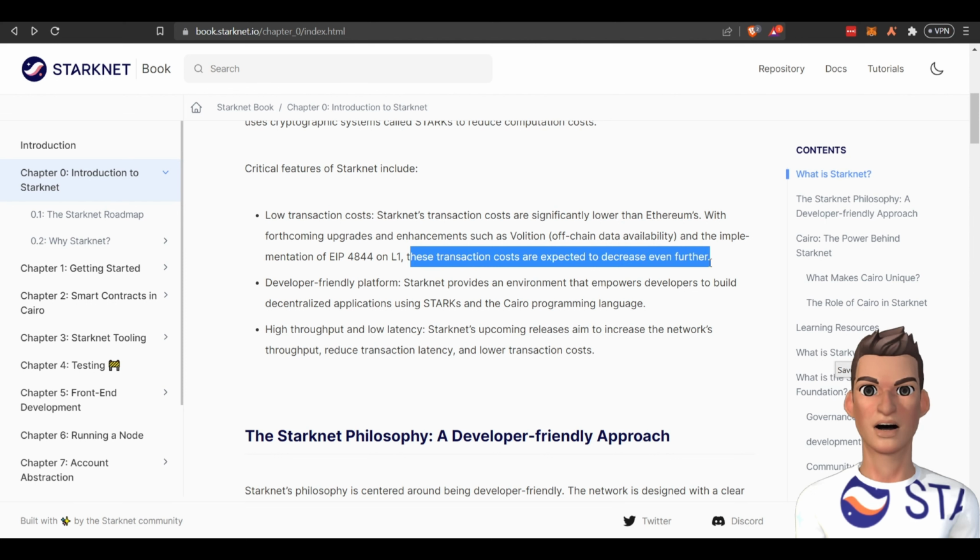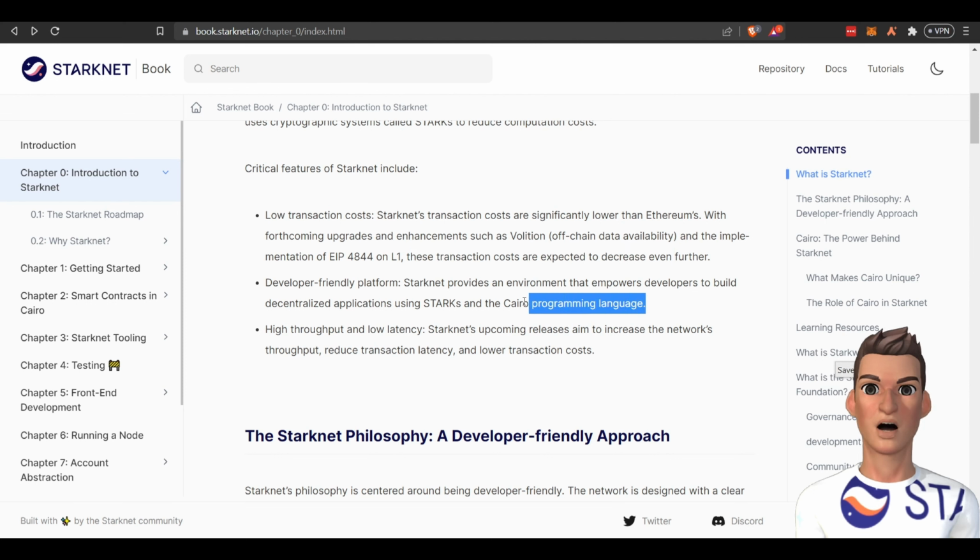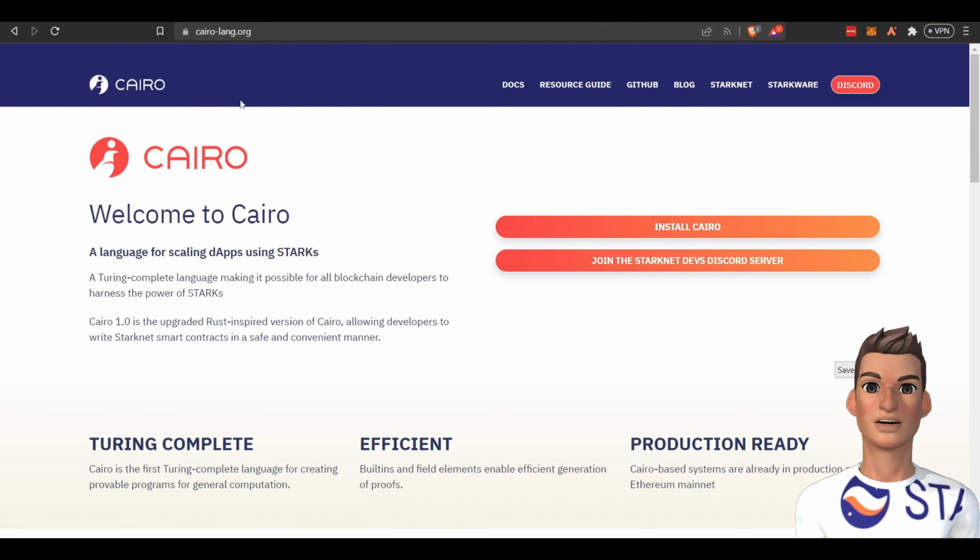Starknet is built on this programming language called Cairo. If you want to do a little bit more research on there, you can come over to cairo-lang.org. Cairo is an upgraded Rust-inspired language, allowing developers to write Starknet smart contracts. So if you're a developer looking at getting involved here, you could do a little bit more research.